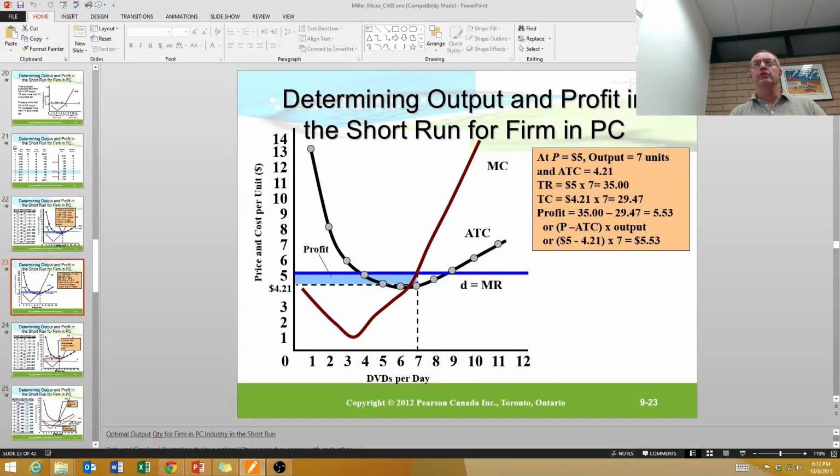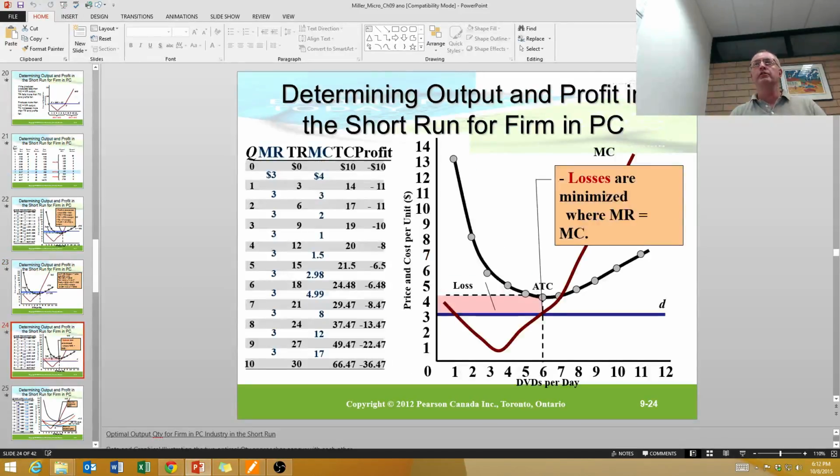Okay, so the next little example looks at economic losses, and we see the same thing. Our economic losses are minimized at the point where marginal revenue equals marginal cost. Using our first method again, we have total revenues, total costs, and total profits, and we see in this little example that our losses are minimized at 6 units using the total revenue, total cost approach.